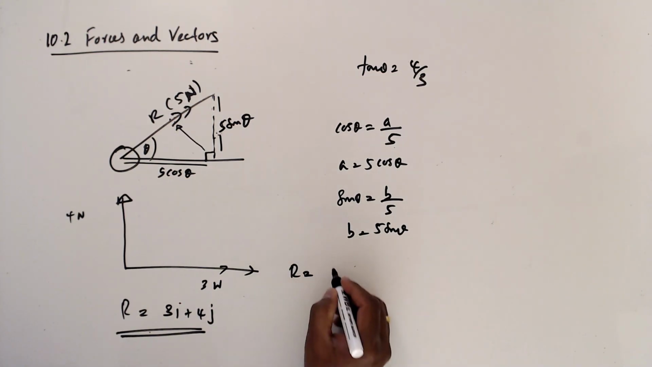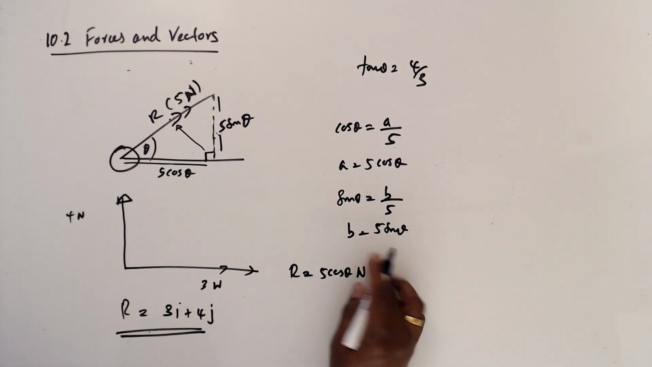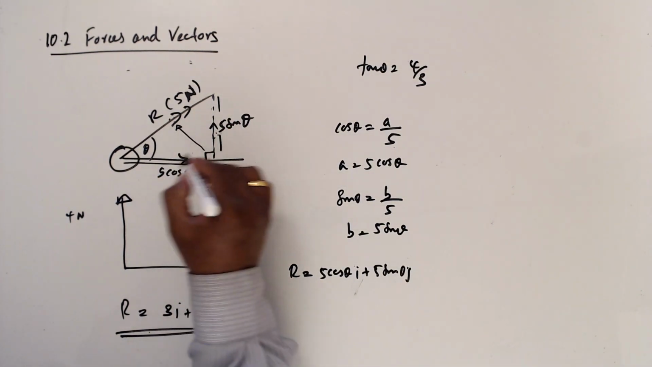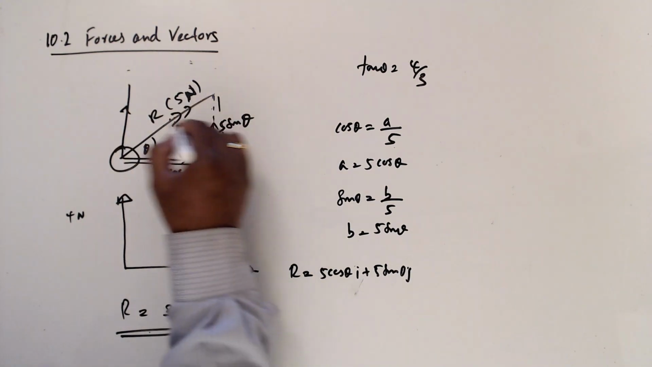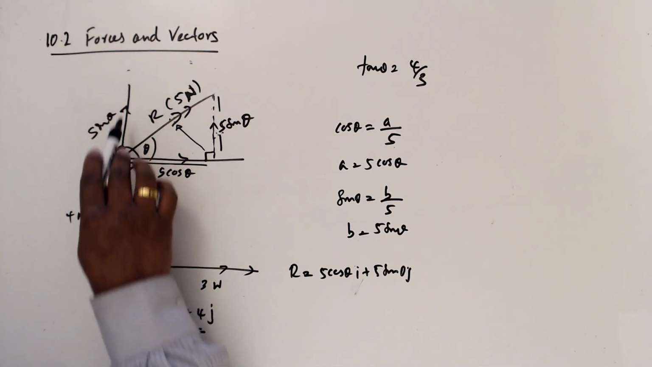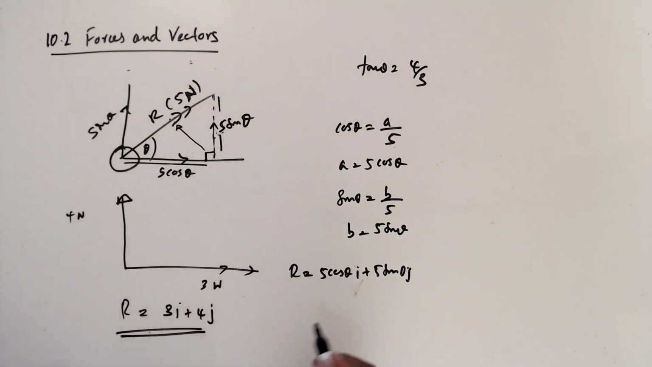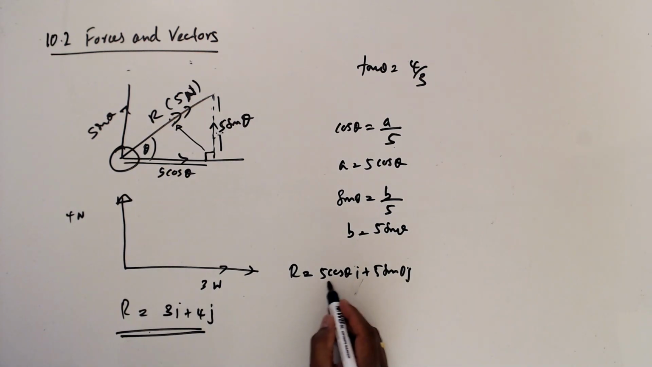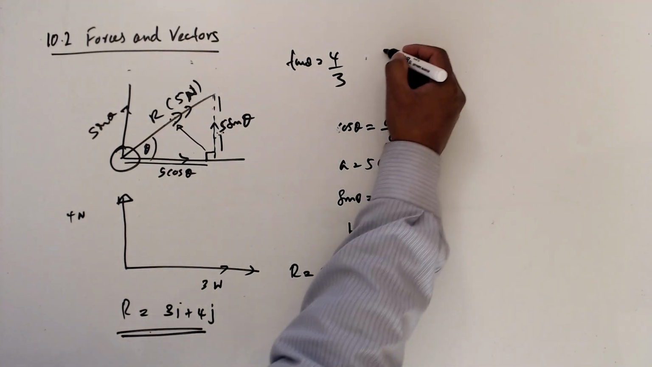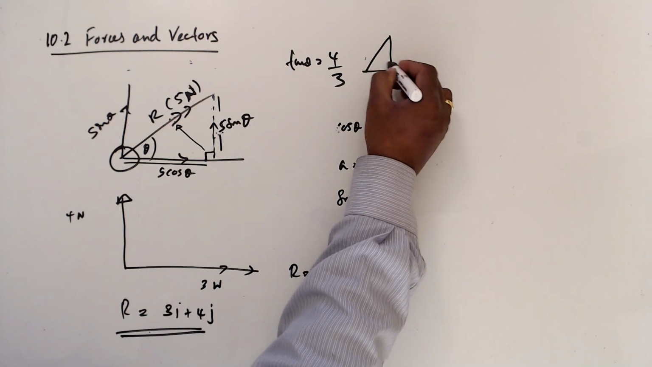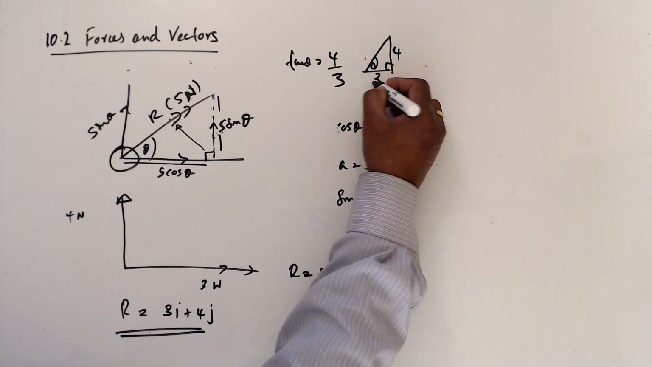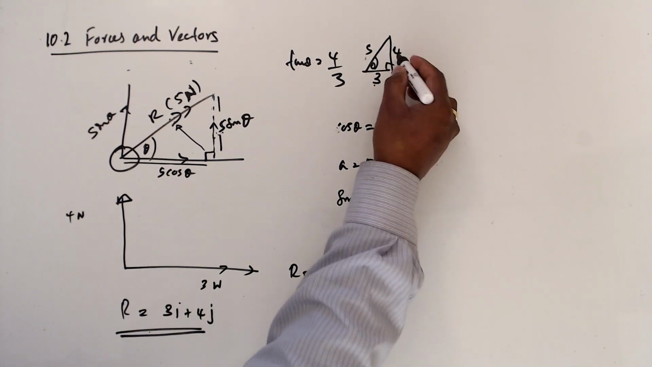Now, if you want, you can write R as 5 cos theta i plus 5 sine theta j. This is the horizontal component and this is the vertical component. We haven't solved it properly yet. Now we want to find cos theta and sine theta. Tan theta is given as 4 over 3. So this is 4, this is theta, and this is 3. Then the hypotenuse is 5: 3 squared plus 4 squared, square root, is 5.